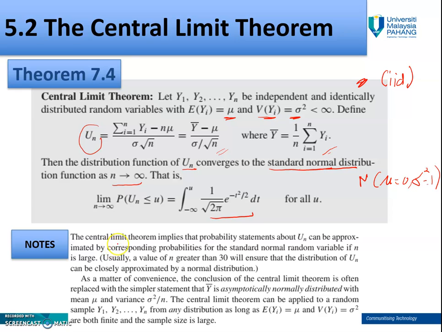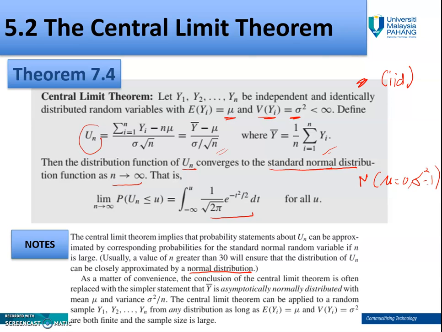Note here, the central limit theorem implies that probability statements about Un can be approximated by corresponding probabilities for the standard normal random variable if n is large. Usually if you remember, when n is greater than 30, it ensures that the distribution of Un can be closely approximated by normal distribution. In the previous subject, applied statistics, we always say that when the sample size is greater than 30, the sampling distribution can be approximated by normal distribution.